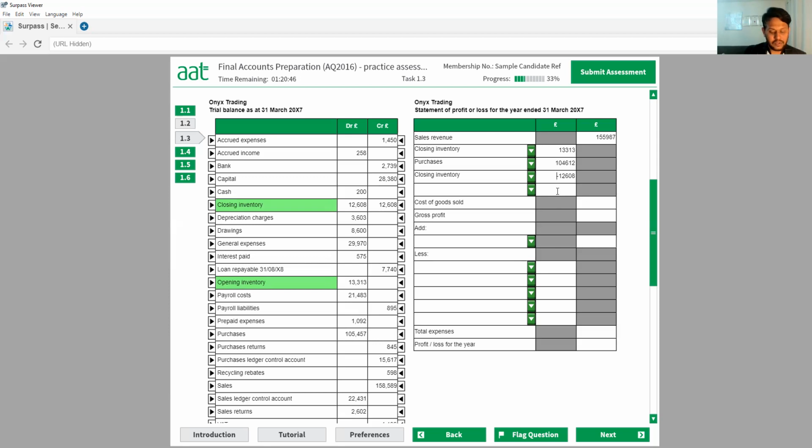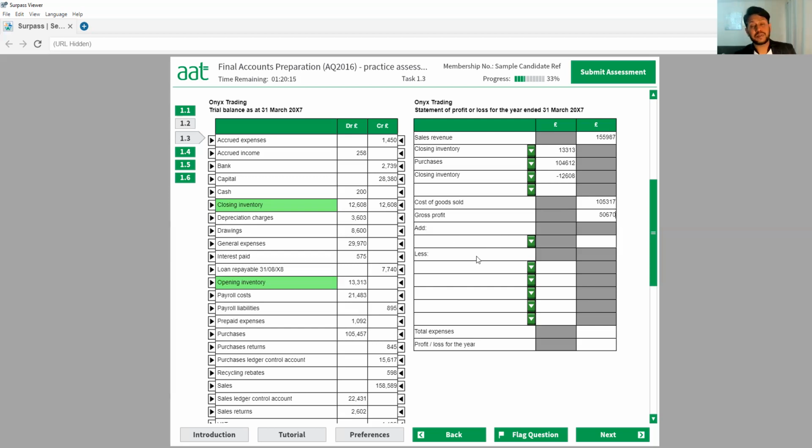And that will give us cost of sales, so cost of goods sold, and that will be 105,317. And we minus the cost of goods sold from the sales to find how much is the gross profit. So let's do that. 155,987 minus 105,317. So our gross profit is 50,670. Now we have to add.